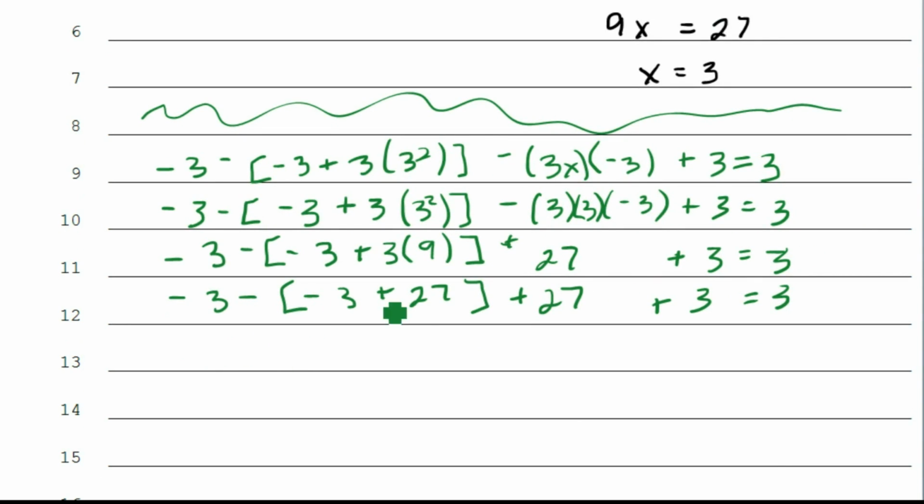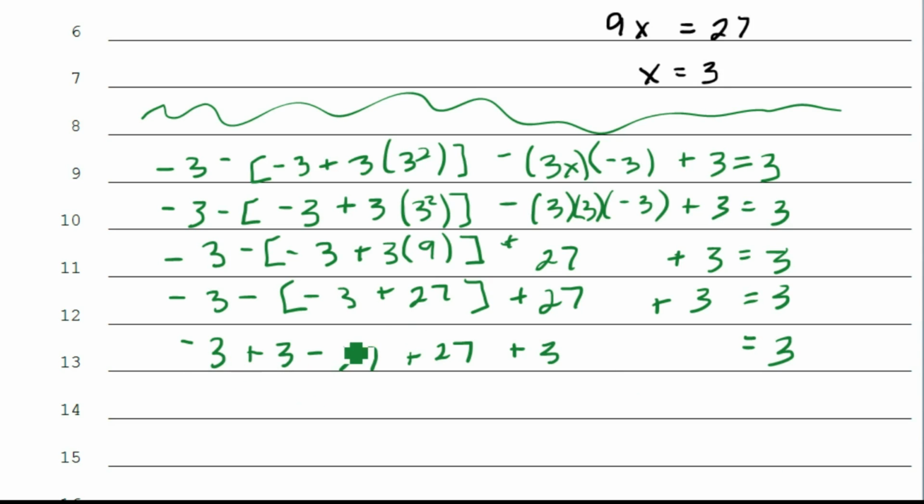And distribute this minus sign into these. And minus 3 minus a minus 3 is a plus 3. Minus a plus 27 is a minus 27. Got plus 27 out here. Plus 3 equals 3. Add all this up.